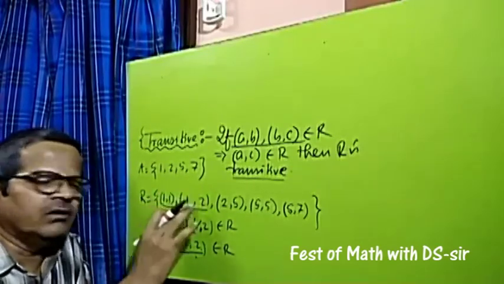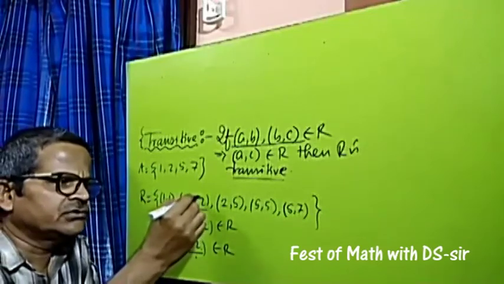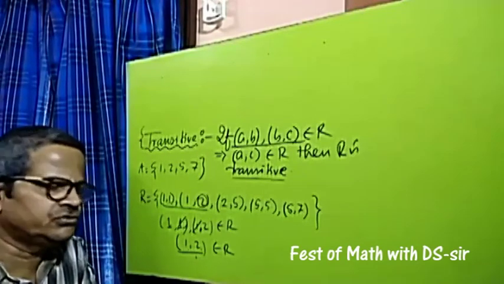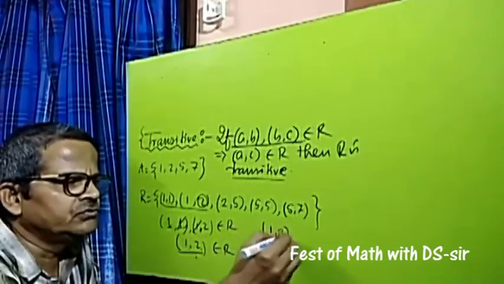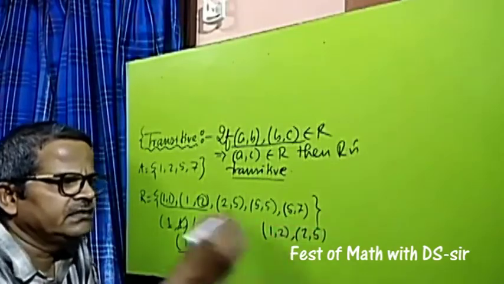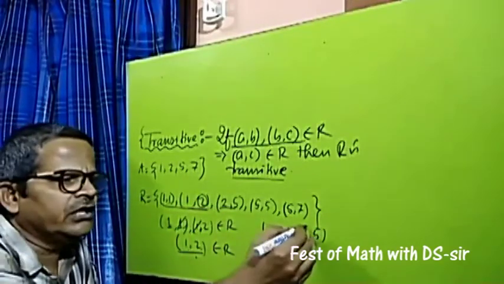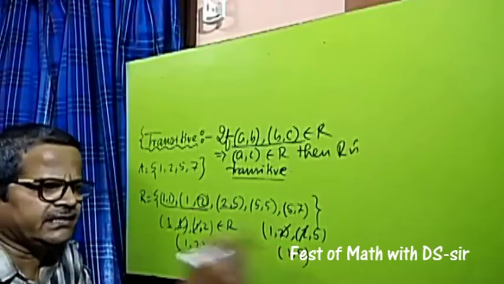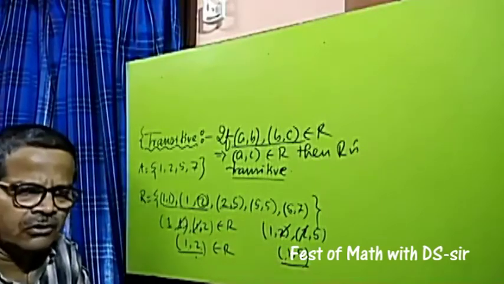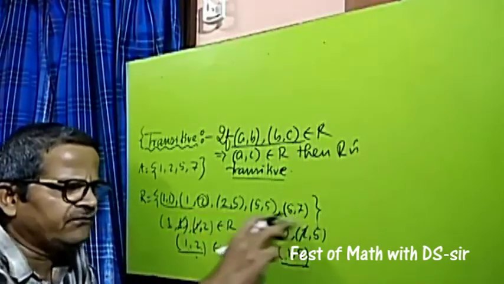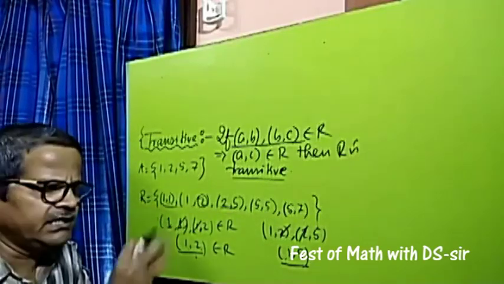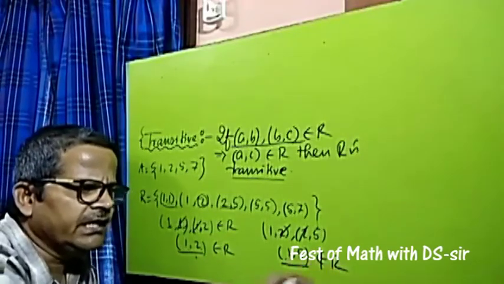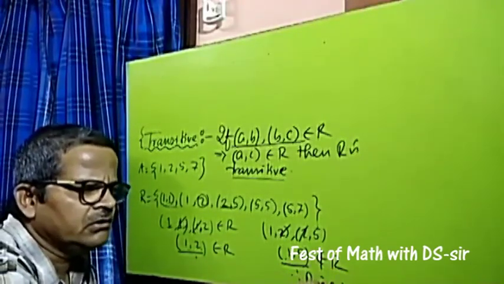Now come to (1, 2). It ends with 2. Now you find another ordered pair which starts with 2. So see, (1, 2) and (2, 5). These two are there. On eliminating 2, we get (1, 5). Now check whether there is any element of this form or not. No, there is no (1, 5) in this relation. So it does not belong to R. Hence, R is non-transitive.